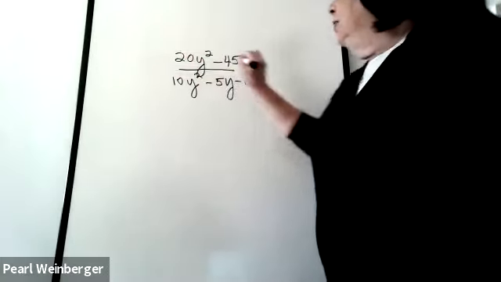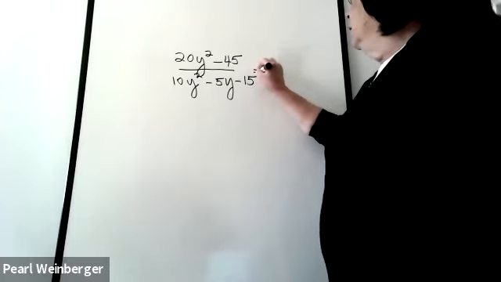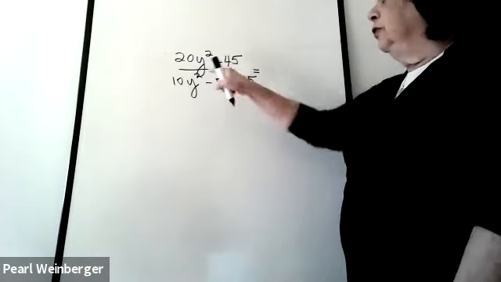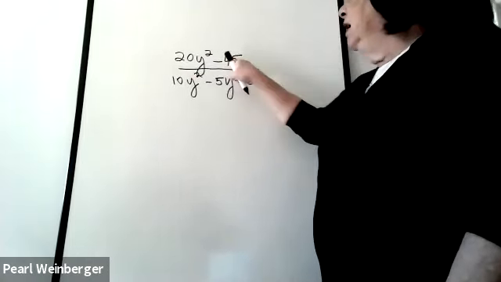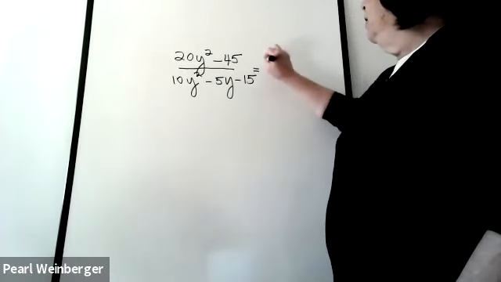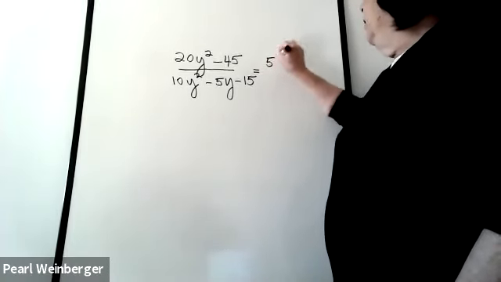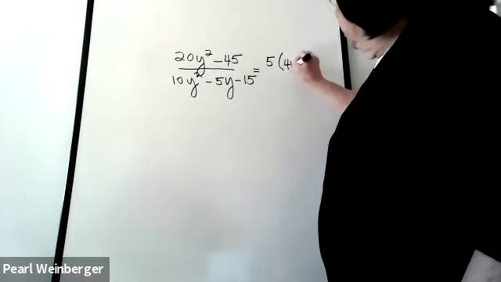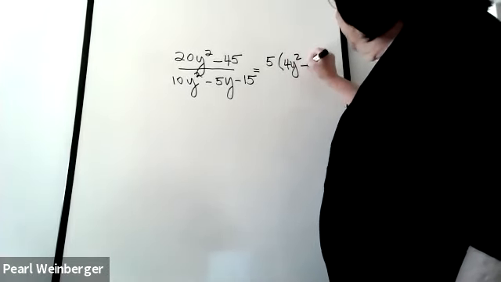So looking at the numerator, first of all, I always look for a common factor first. Between 20 and 45, there's a common factor of 5. And when I factor out the 5, I get 4y squared minus 9.